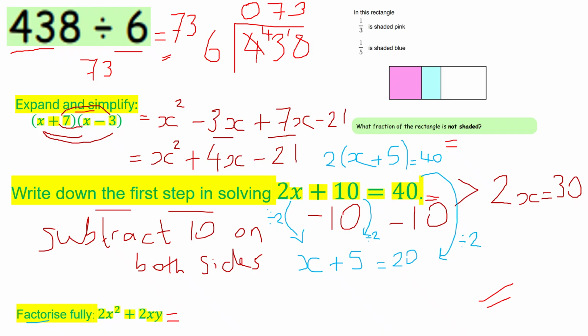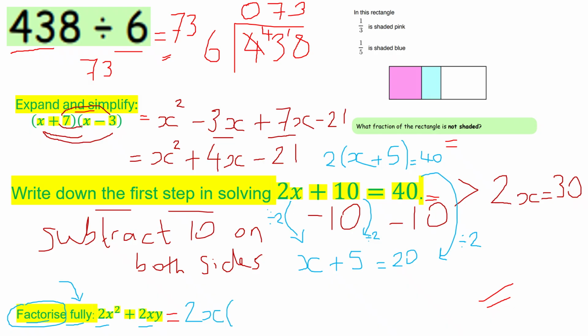Next up, factorize fully 2x squared plus 2xy. Factorize means to put into brackets, to look for the highest common factor. Usually when it says the word fully, we are pulling out plural factors, though not always the case. So I can pull out a 2x.